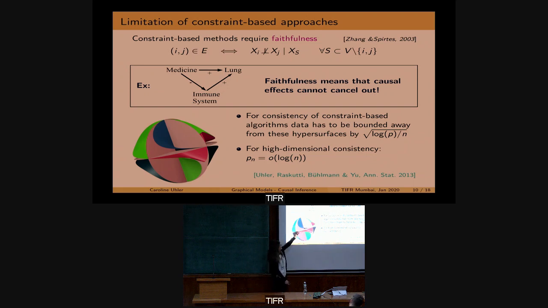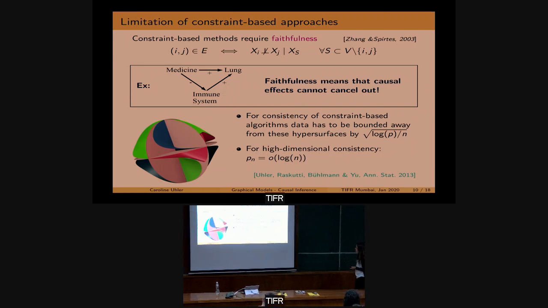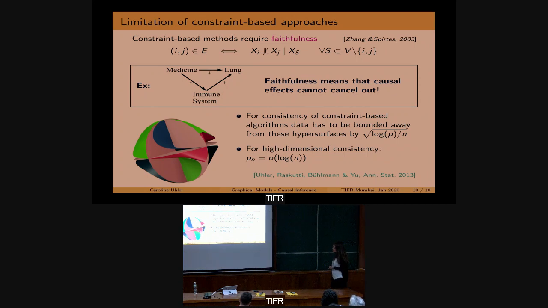If I have a finite sample size, how much you have to be bounded away is some square root of log p divided by n. And we can prove that you just need such a huge sample size, because otherwise, if you fatten up these hypersurfaces, you're going to fill up the whole space. So there is no faithful distribution. It just doesn't exist. So this already tells you that this is a very strong assumption that you need in the constraint-based setting. That explains why statistically these algorithms usually don't do as well.